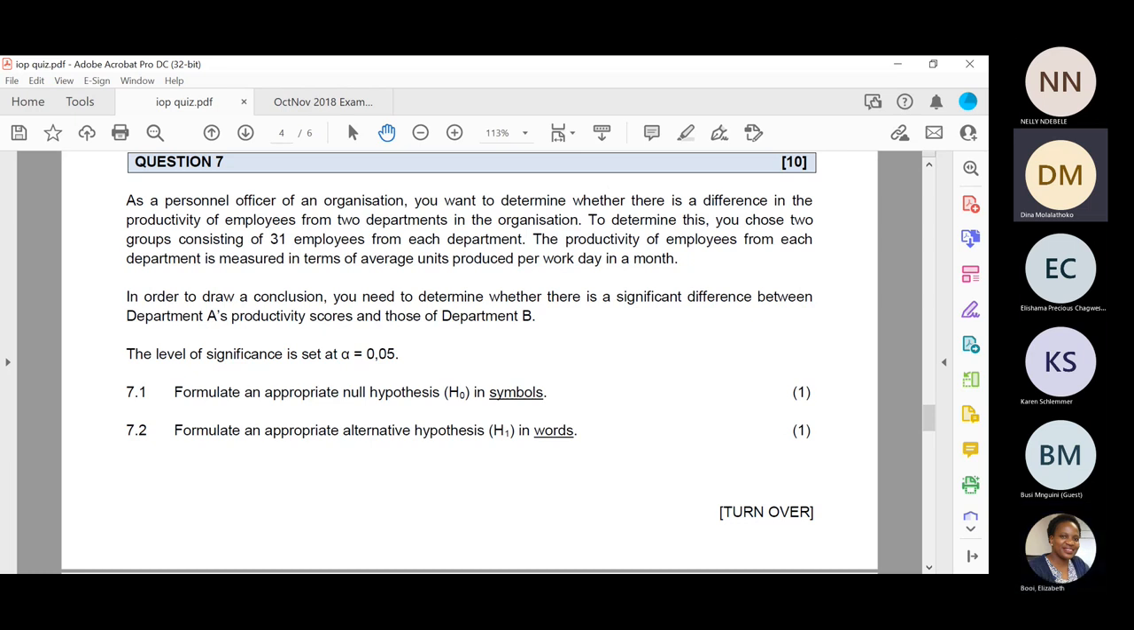Okay. Formulate the appropriate null hypothesis in symbols.